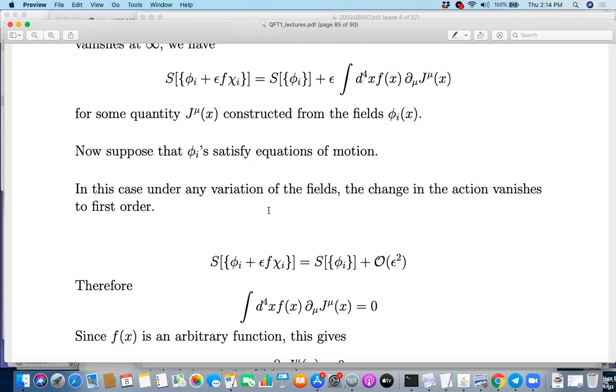So now let's compare these two. If you compare these two, you'll see that the only extra term is this one. So this must vanish, as long as phi satisfies equation of motion. J mu is constructed out of the phi's, so this doesn't vanish in general. But when phi satisfies its equation of motion, this must vanish.